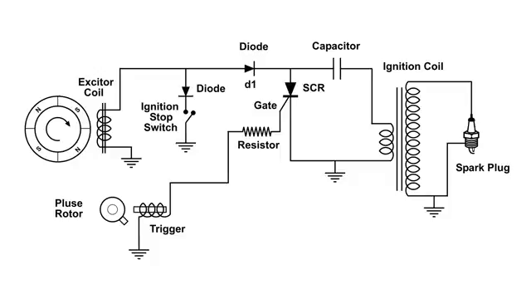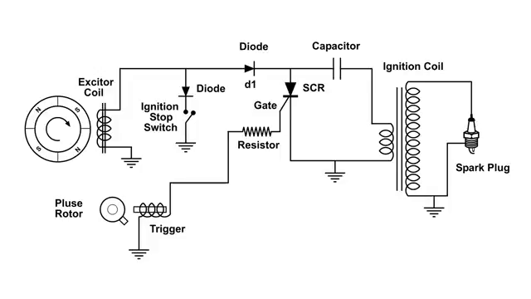Up and a little bit to the right is the ignition stop switch. When that's closed, it basically shorts out the voltage that would charge the capacitor. To the right of that is the diode, D1. That diode is the one that lets the voltage through that charges the capacitor to the right.